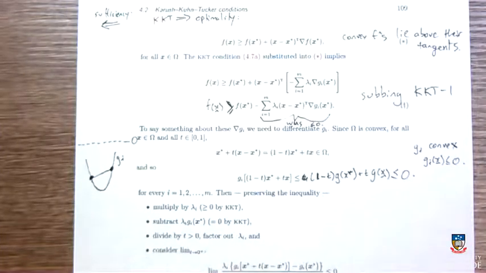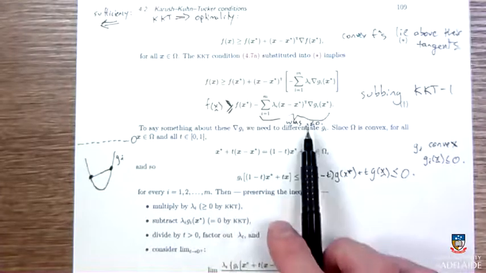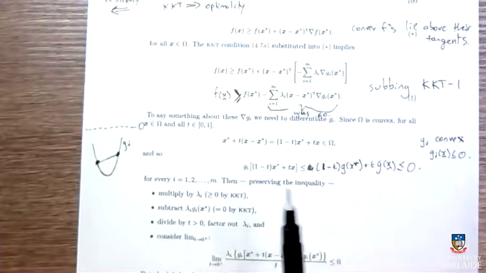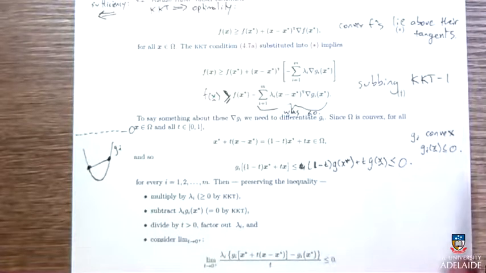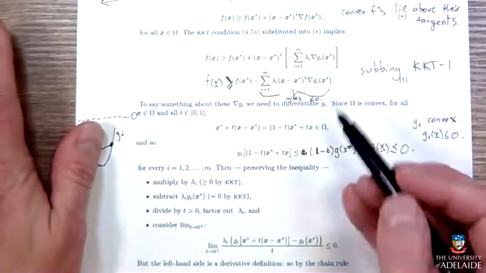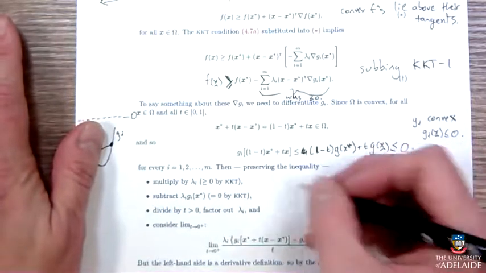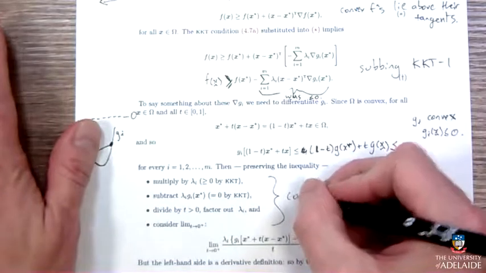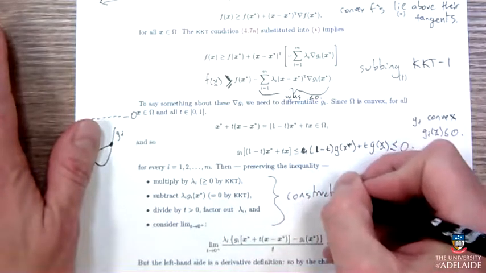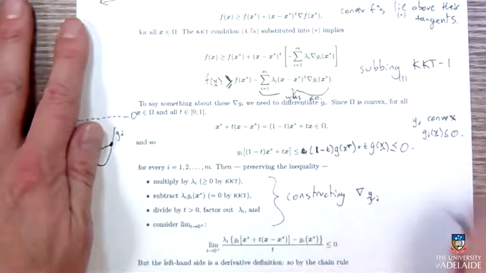So I've got some information about GI, right? I don't need GI, I need the gradient of GI. So the next part of the game is to try and construct a gradient of GI, right? So that I can essentially plug into this. And that's what all this stuff is doing here. So this sequence of steps is all about constructing a gradient of GI.